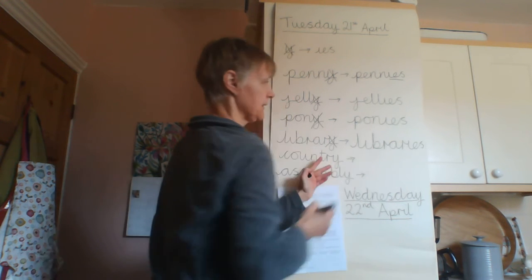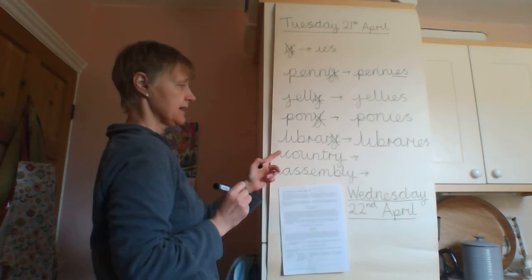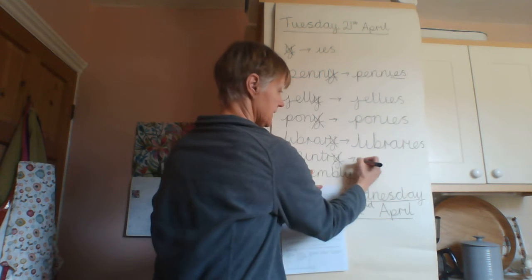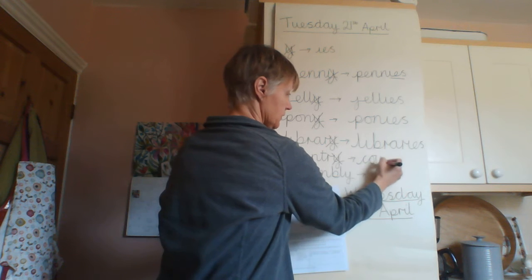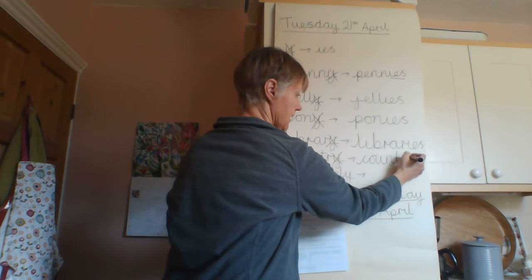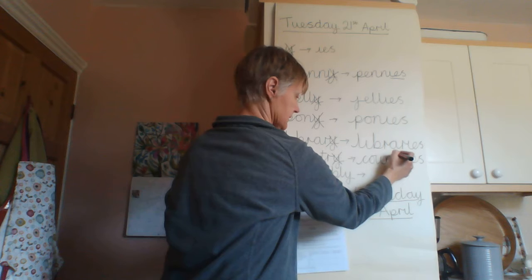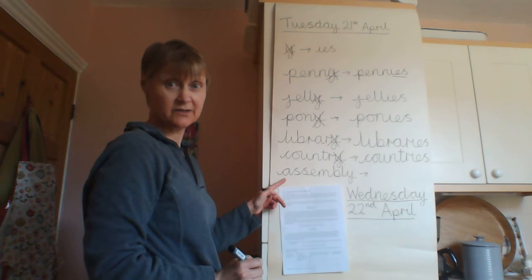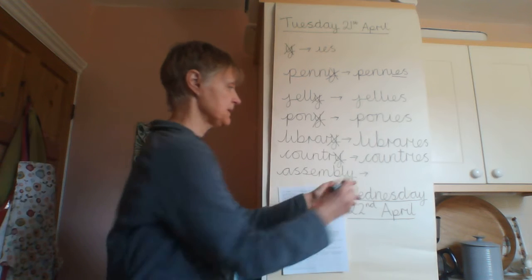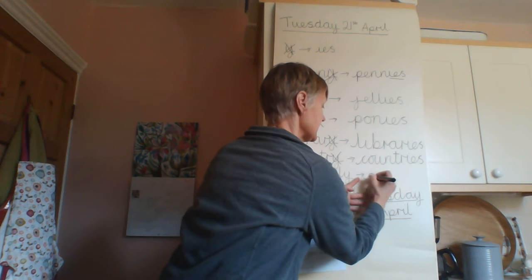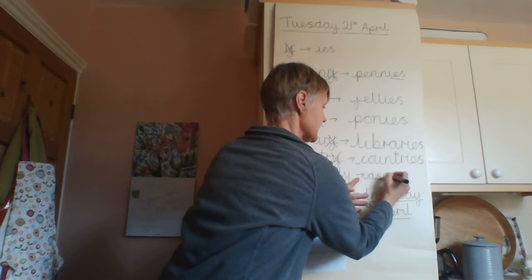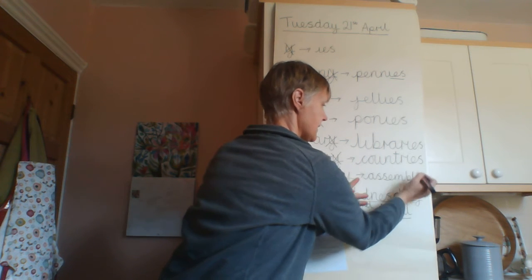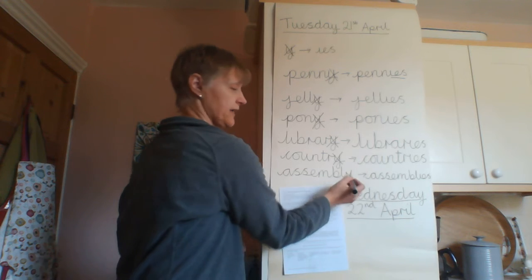Oh, nearly ran out of paper. Then we've got country, and so we would cross off the Y, C-O-U-N-T-R-I-E-S. And then we've got this word, assembly, that we use quite a lot at school, don't we? Assemblies, I'm going to write a bit smaller here, A-S-S-E-M-B-L-I-E-S, and we've got rid of that Y.